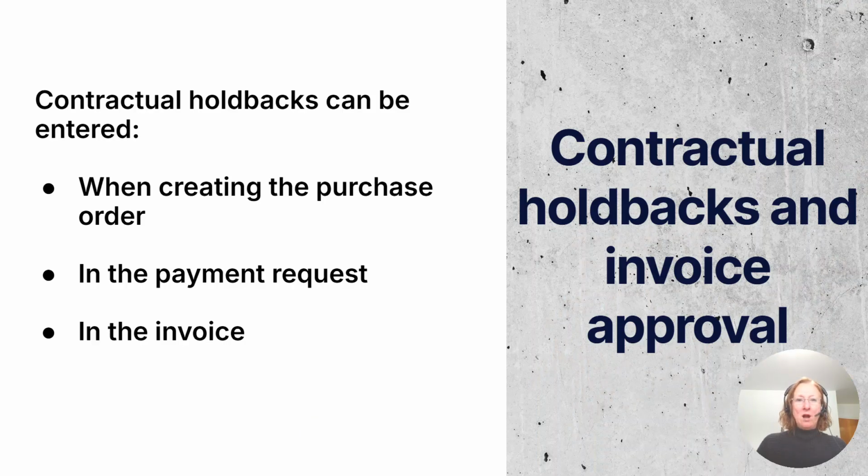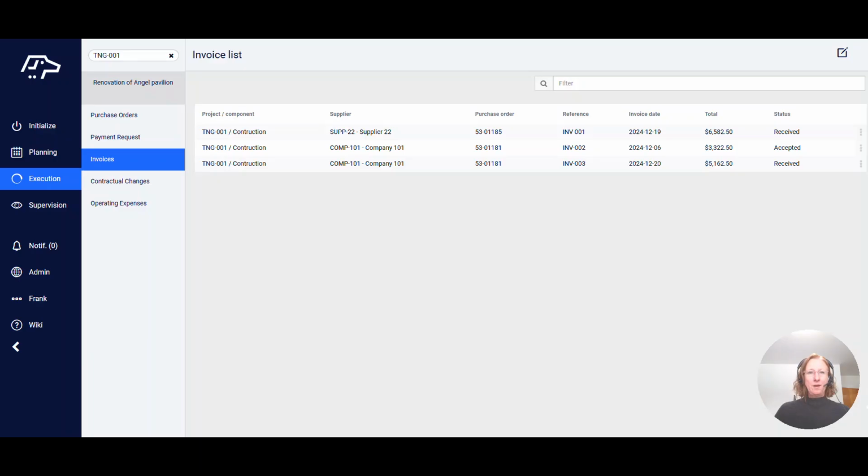Contractual holdbacks are generally entered as soon as the purchase order is created. They can, however, be added in the payment request or when the invoice is created. Let's access an invoice created in a previous video, which is still in received status, so not yet approved. From the execution menu, select Invoice and the desired invoice.